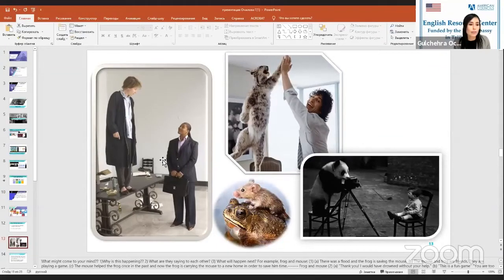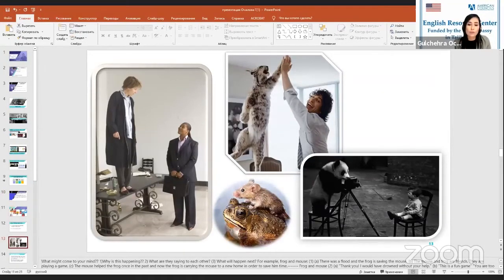What might come to their mind, you know? And I can ask questions: Why is this happening? What are they saying to each other? So see the frog and the mouse. For example, the frog and the mouse.